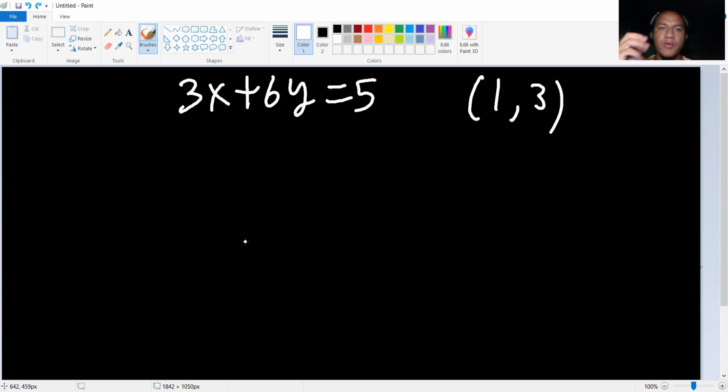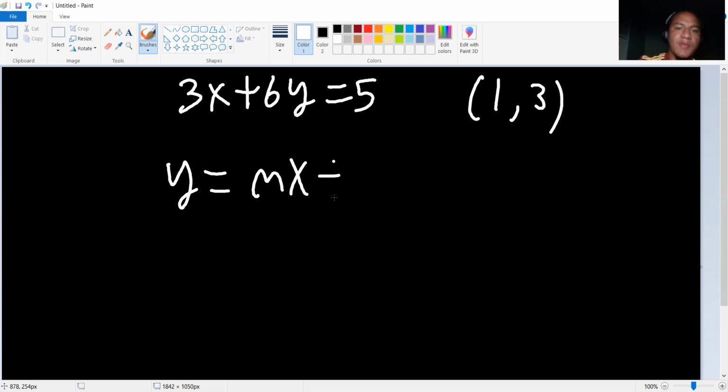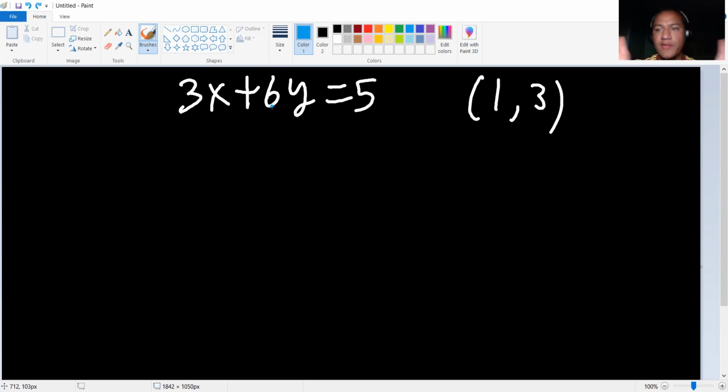You actually have to rearrange it so that you get y by itself. And you have to make the equation look like this: y equals mx plus b, in that form. So let's start off by putting it in red. So here's how we do it. Or actually, I like blue better. So 3x plus 6y equals 5. Let's get y by itself. This must be gotten by itself.